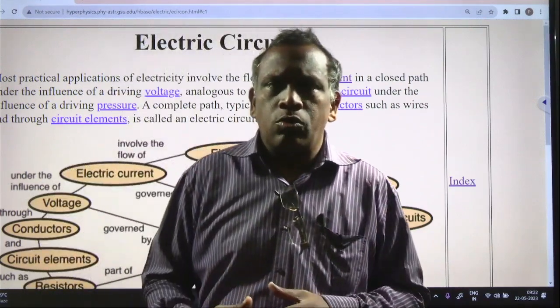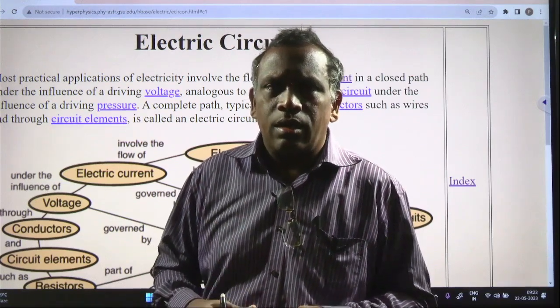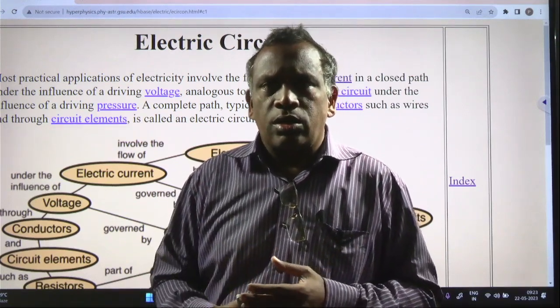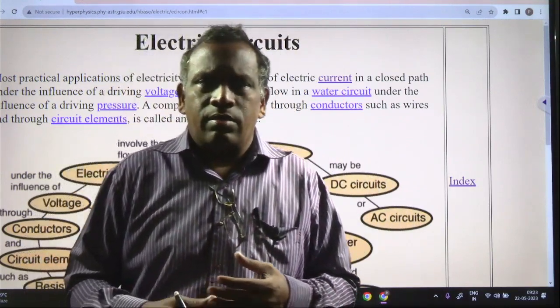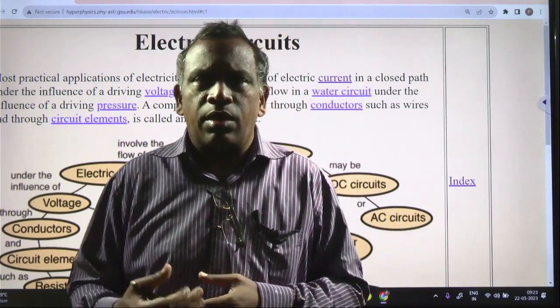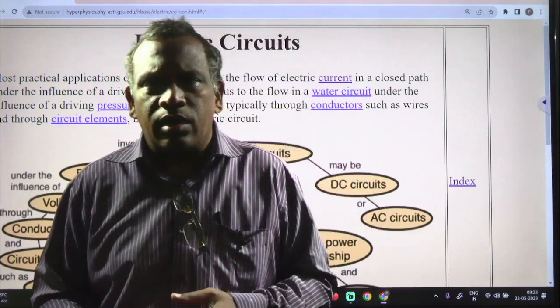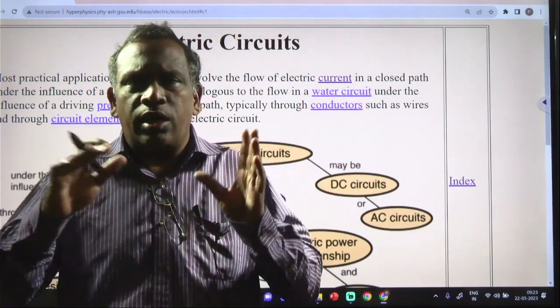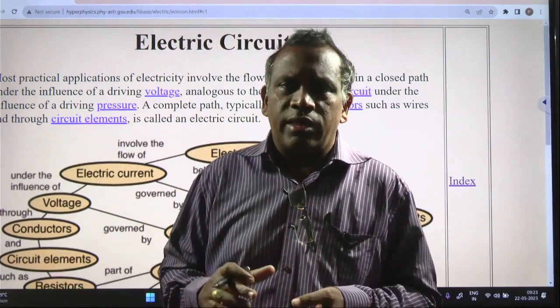See, if there is a source and a consumer which are connected by a suitable electrical connector. Electrical sources are like a battery, generator, etc., and electrical consumers are like a bulb, tube light, fan, all of which are connected by suitable electrical connectors like copper wire, etc.